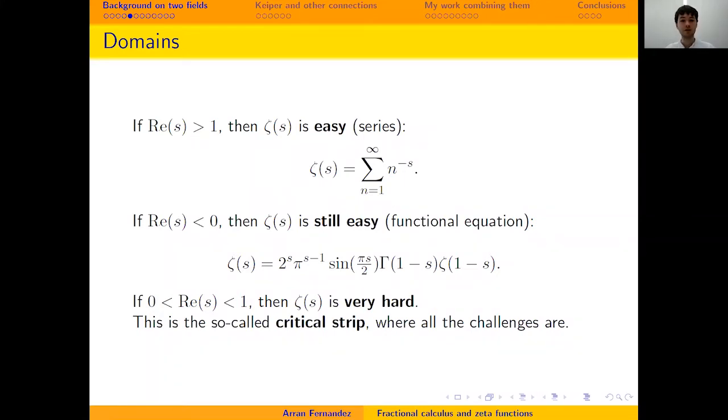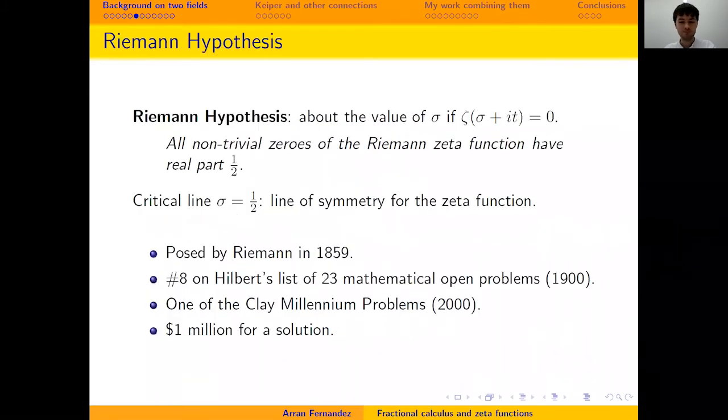So what's difficult about the Riemann zeta function is when real part of s is between 0 and 1. So just in this finite strip of the complex plane, real part between 0 and 1, imaginary part can be anything. This is called the critical strip, and this is where all the challenges are. So in the next couple of slides, I want to show a little bit of information about two important open problems about the Riemann zeta function, and this will give you an idea of how difficult this field is. So firstly, let me mention the Riemann hypothesis.